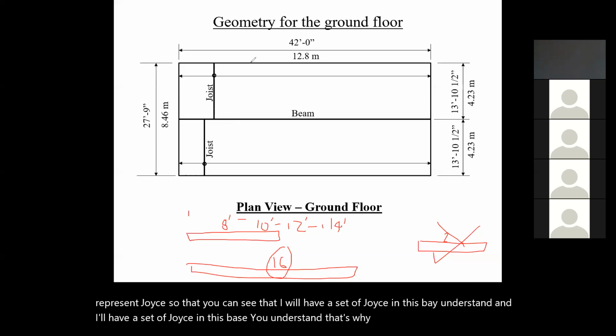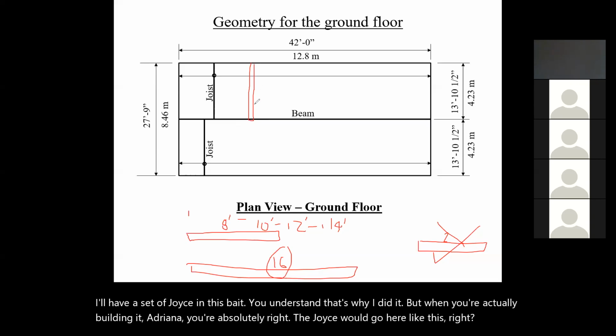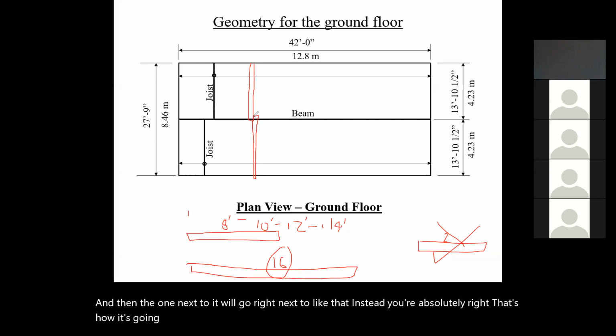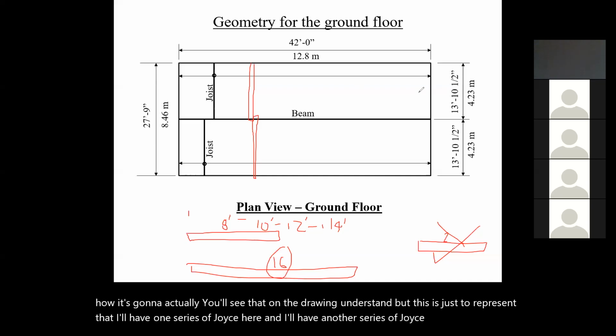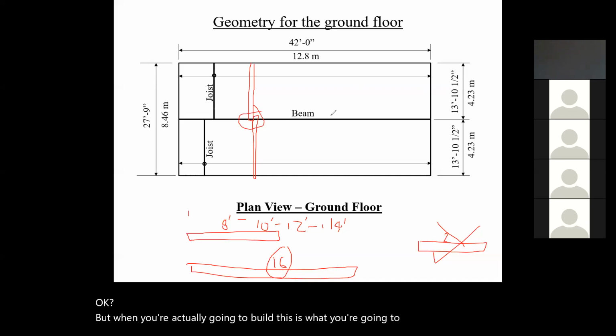But when you're actually building it, Adriano, you're absolutely right. The joist would go here like this, and then the one next to it will go right next to it like that. You'll see that on the drawing. But this is just to represent that I'll have one series of joists here and another series of joists there, okay? But when you're actually going to build it, this is what you're going to see.